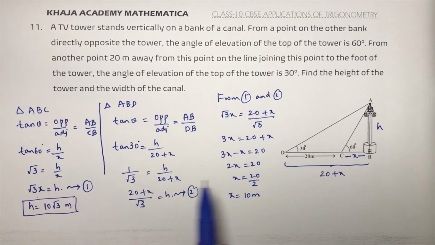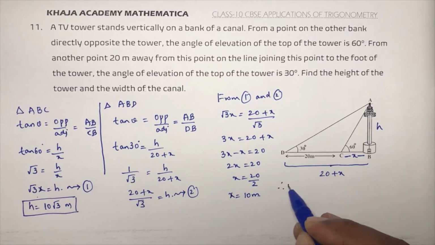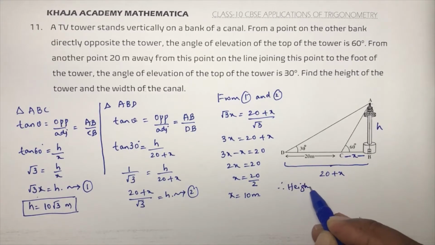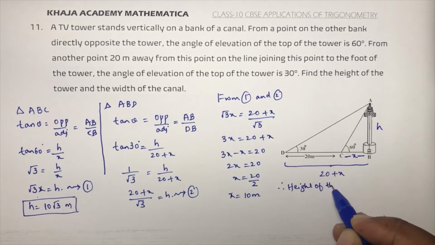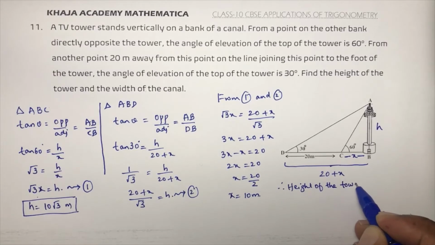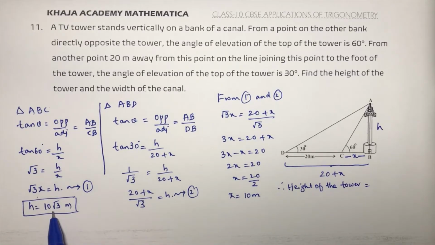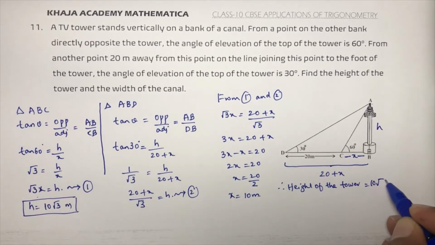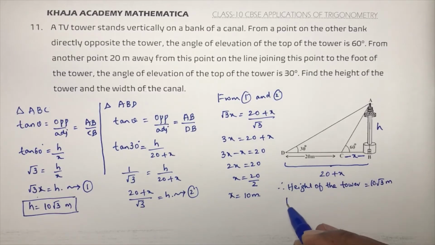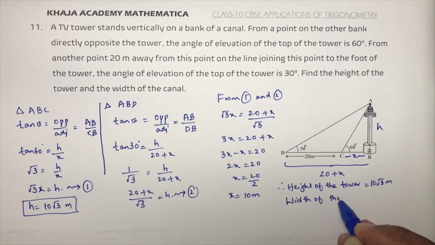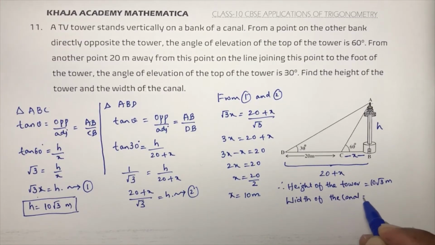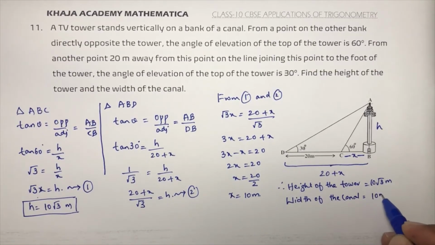So height of the tower is h, 10 root 3 meters. Next, width of the canal is x, we consider that is 10 meters.